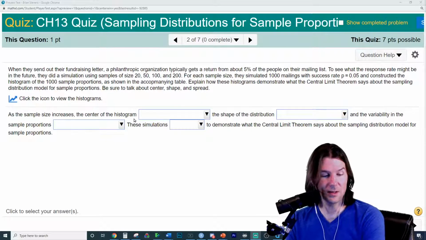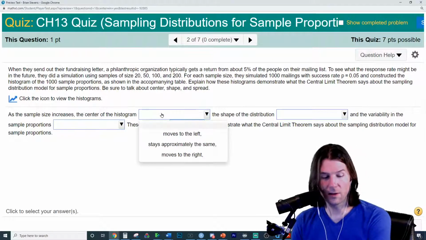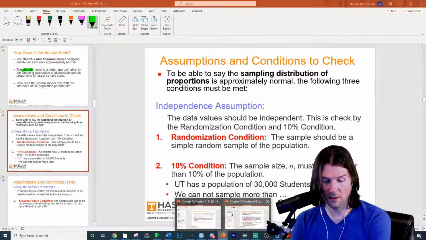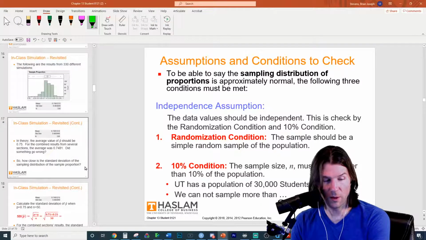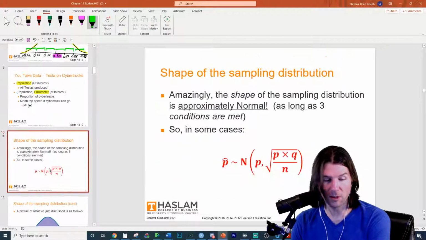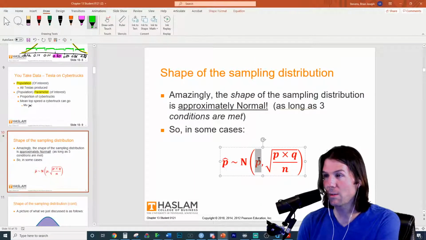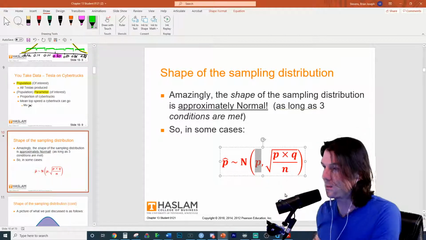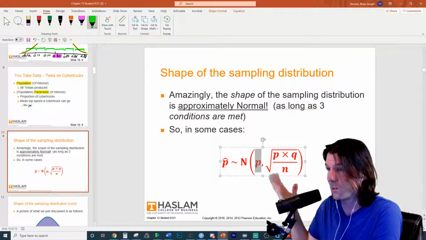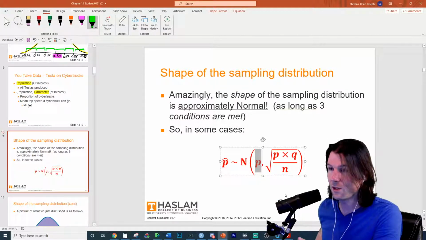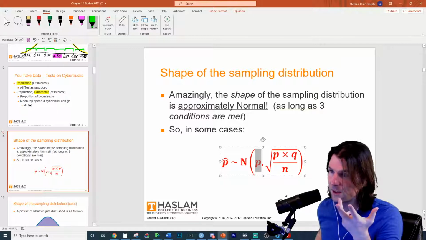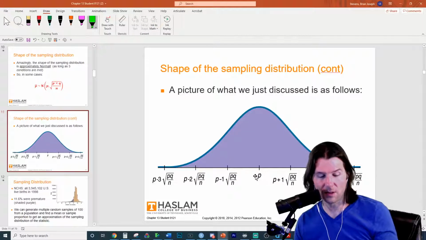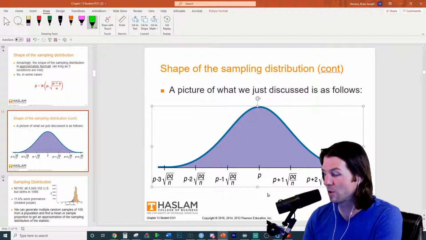So, as the sample size increases, the center of the histogram will not move. Let's show here mathematically why: where is the center of the histogram when we do the sampling distribution of the sample proportion? It's at P. The center of the distribution, that's mu, or the mean of the distribution, which is P right now. We expect it to be P, and we can see right here the center of the distribution, which is the mean of the distribution.